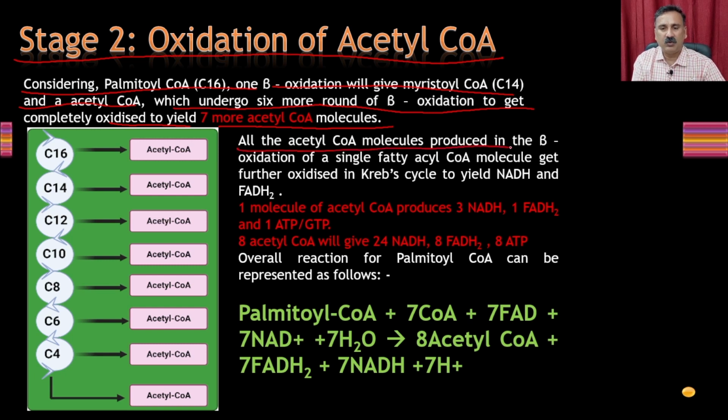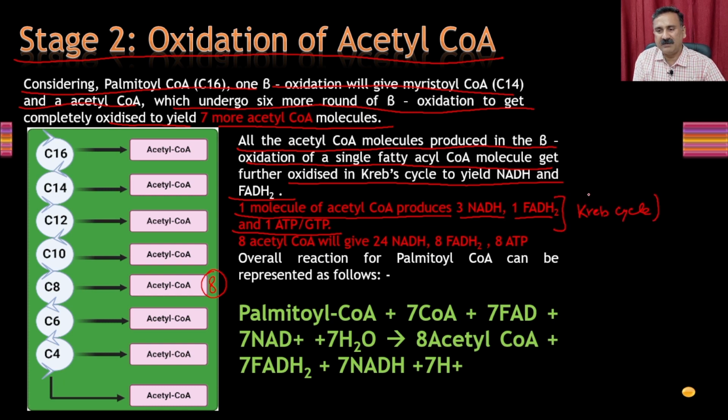All the acetyl CoA molecules produced in the beta oxidation of a single fatty acid molecule get further oxidized in the Krebs cycle to produce NADH and FADH2. And you can see that from C16 it will go to C14, C12, C10, like that. So it is going to produce 1, 2, 3, 4, 5, 6, 7, and 8 molecules of acetyl CoA. So if you see, one molecule of acetyl CoA produces 3 molecules of NADH, 1 molecule of FADH2, and 1 molecule of GTP in the Krebs cycle.